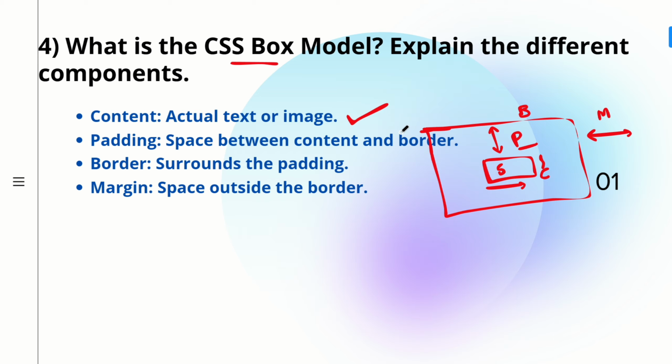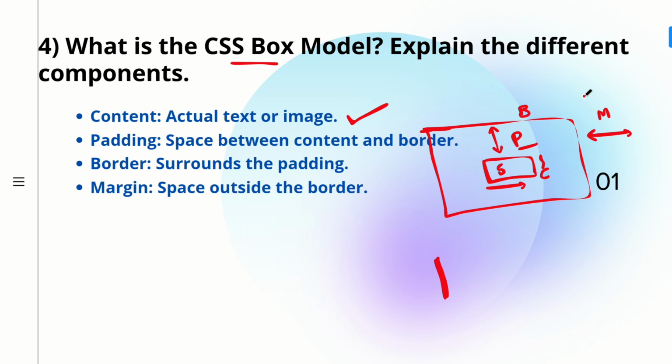Then we have border. So border is a line which surrounds the padding and the content, providing a visual boundary for the element. So you can see that this border, whatever you see, is a line which is surrounding the content and the padding, and it provides the visual boundary for the element. And it can have appearance like the thickness. We can decide the thickness of this border, then we can give the style, and then the color, and it is controlled by the CSS property called border.